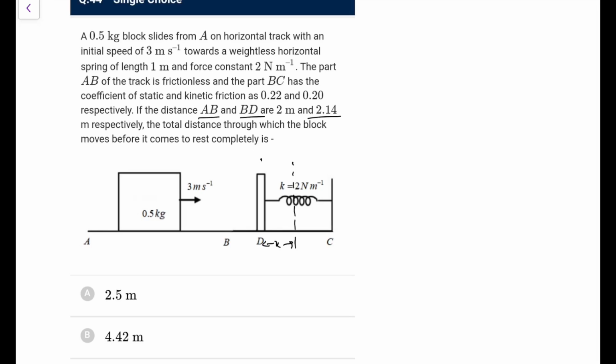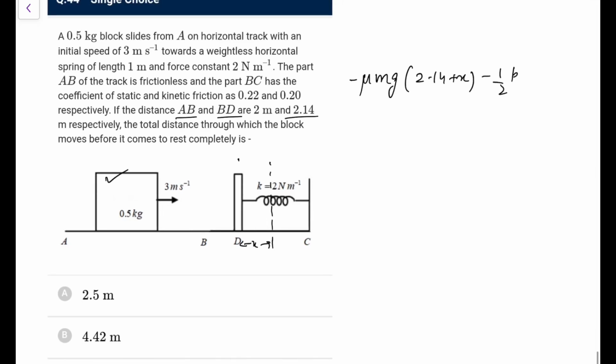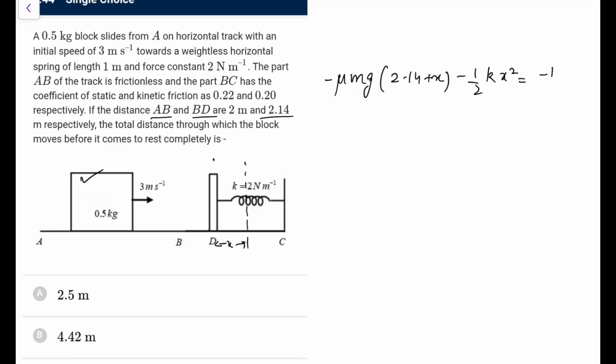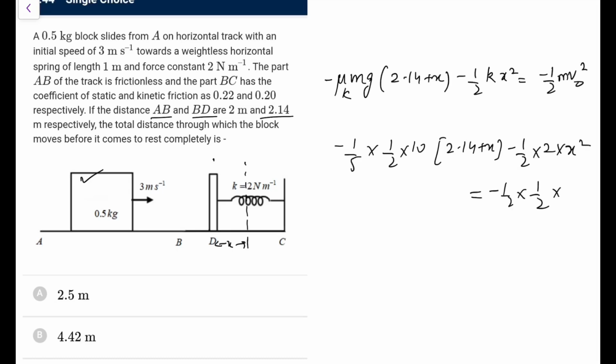So from the work energy theorem, the work done on the block by friction would be minus mu mg into the BD distance, which is 2.14 plus x. And by the spring it would be minus half k x square, because spring energy is increased, so kinetic energy will decrease. That is equal to the change in kinetic energy, that is complete loss, minus half m v naught square. So what we get from here is a quadratic. Mu k, because it is moving, would be 0.2, that is 1/5. mg would be 1/2 into 10, into 2.14 plus x, minus half k, k is given as 2, into x square, equals minus half into v naught square, which is 9.